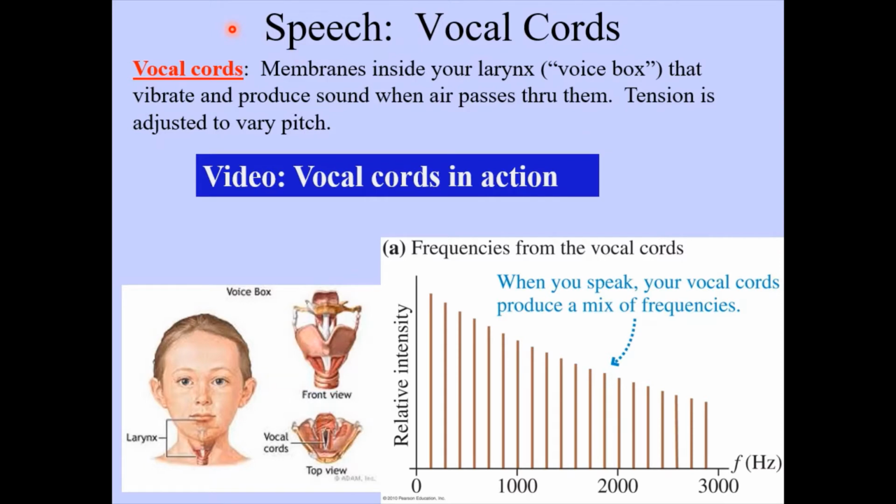The last topic of our course here, we're just going to briefly introduce some of the concepts in physics of speech and hearing. So as you know, human speech is produced by our vocal cords. The vocal cords are membranes inside your larynx or voice box that vibrate and produce sound when air passes through them. And we can adjust the tension in our vocal cords to adjust or vary the pitch of our voices, whether we're singing or talking. So let's go ahead and we'll watch a video to see vocal cords in action. It's really quite fascinating to see vocal cords and what they do, how they vibrate during speech and singing. Whenever you're ready.